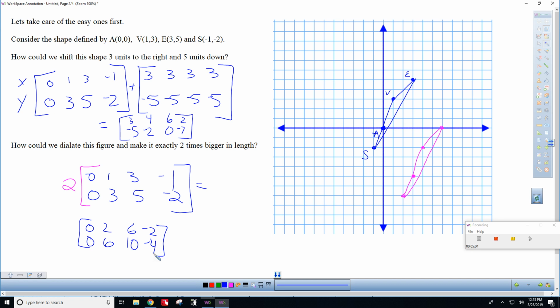So we get the point 0, 0. We'll do this in green. And the point 2, comma 6. And the point 6, comma 10. And the point negative 2, negative 4.